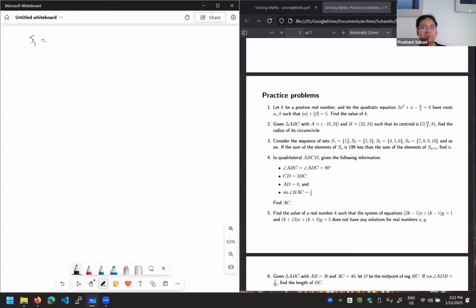Okay, so this question 3 was very similar to some of the questions we had already done previously related to triangular numbers and things like that. So you see that this S1, S2, S3, the number of terms is increasing by 1 every time. So basically the Sn, right, the nth set will have how many terms? It will have n terms, right?